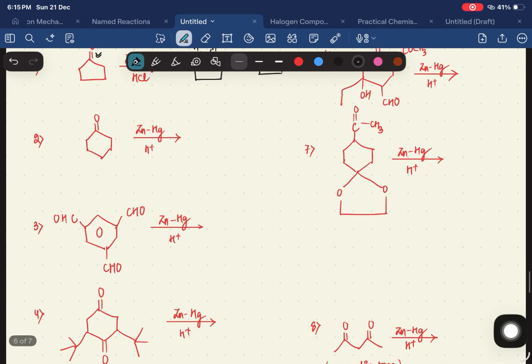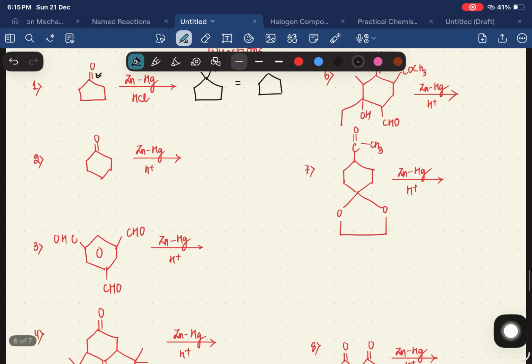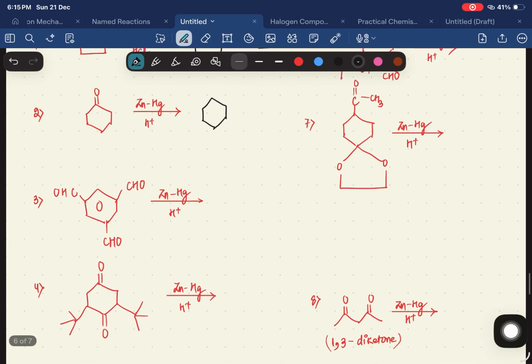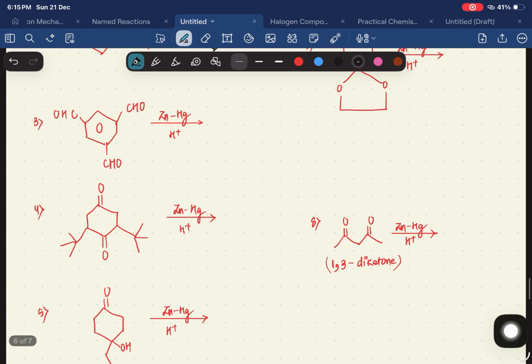Now this is called cyclopentane. When we go to the next question, obviously now you are so smart, we have already got the answer. So this is cyclohexane. This is called cyclohexane.